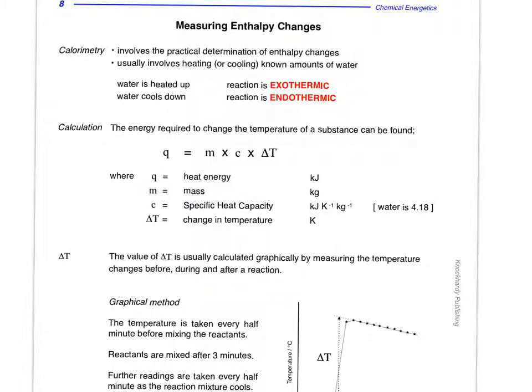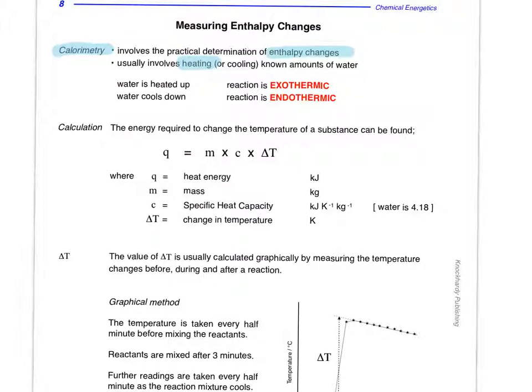So your Hess cycles are a theoretical way of measuring your enthalpy changes, or not perhaps measuring them, but working them out. However, you can do a practical experiment called a calorimetry experiment that helps you to work out enthalpy changes. Usually that involves heating up a known amount of water, so a certain number of millilitres or centimetres cubed, as we'd probably refer to it.